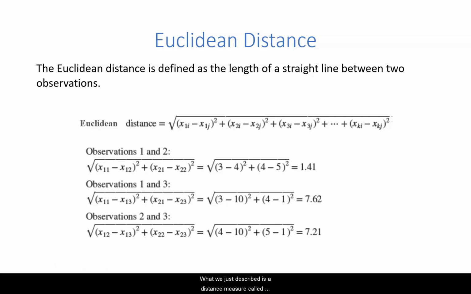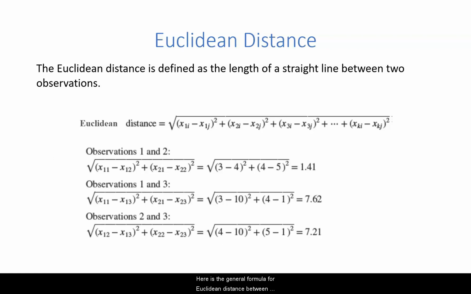What we just described is a distance measure called Euclidean distance, which is the length of a straight line between two observations. It is also the shortest distance between the two observations, and it is commonly used for measuring distance or similarity between two observations with numeric variables. The example we just saw had two variables, but the concept can be extended to higher dimensional spaces with more than two variables.